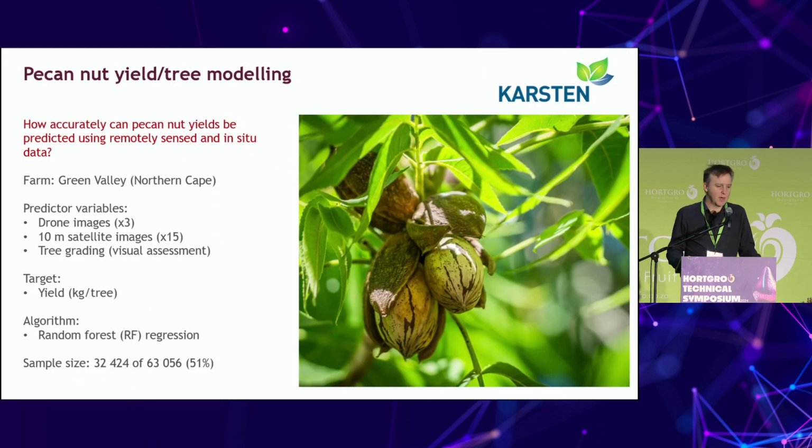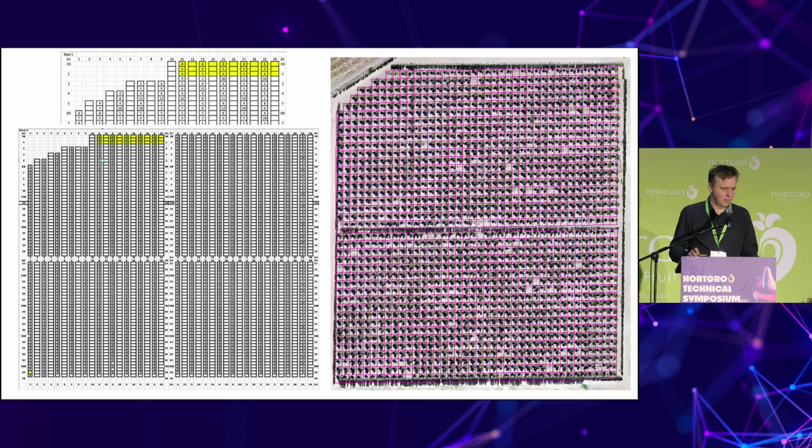Okay, the last example that I think I'll have time for is pecan yield tree modeling, and this was data provided by Karsten at Green Valley in the Northern Cape. And for this, we had 3 drone images, 10-meter satellite images again, and we had a visual assessment of each tree. Now, what is great about this project is that there were more than 30,000, can't remember now, trees that they measure the yield for each individual tree for the whole farm every year.